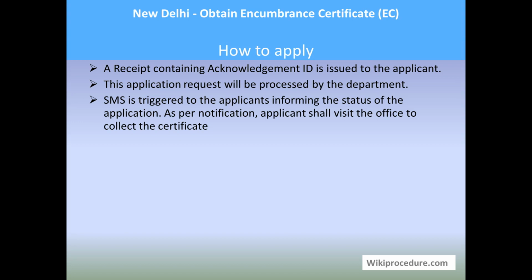After you have completed the documents and paid the fees, the application will be processed internally by the department to get the extract for the encumbrance certificate for the mentioned period. An SMS notification will be sent to the applicant's mobile with the status of the application, and the final issuance of the certificate will also be notified. Based on the notification, the applicant can reach the office and collect the certificate.